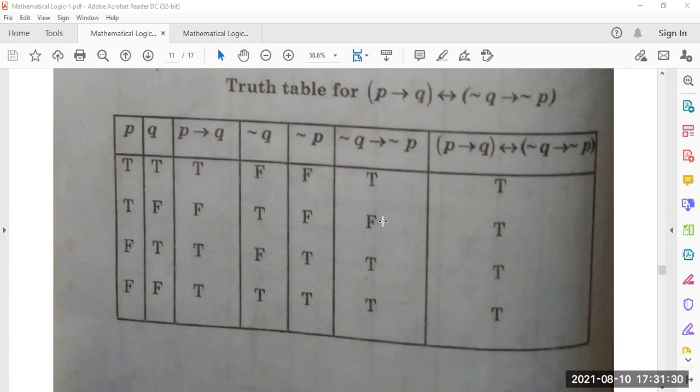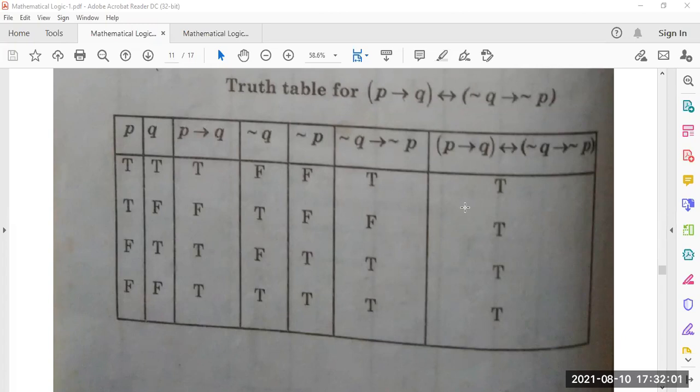If your final truth table, this one is the final truth table, if all results are coming T, then it is called tautology. Tautology. If all of this is coming T, then it is called tautology. If all of these are coming false, then it is called contradiction.